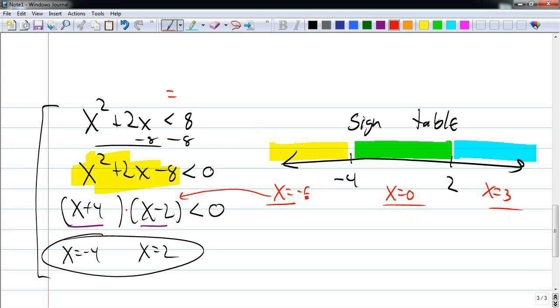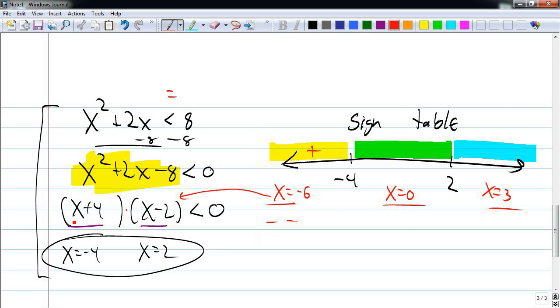So plugging -6 into x minus 4, I'm sorry, x plus 4, I get -2, which is a negative. Plugging -6 into x minus 2, I get -8. Another negative. A negative times a negative is a positive. So all x's less than -4 give a positive result in this expression.